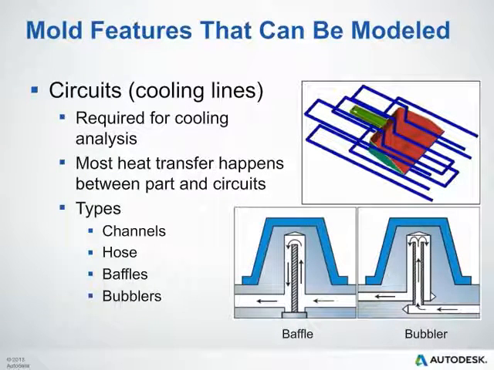Circuits, or also cooling lines, are required for a cooling analysis. Most of the heat transfer happens between the part and these circuits. Some property types that you can have access to will be channels, which are basically your cooling lines, hoses, baffles, and bubblers.